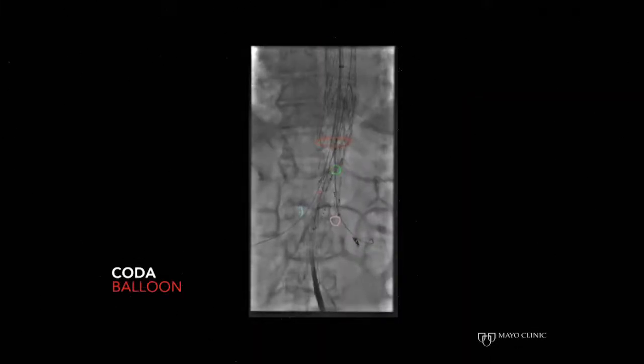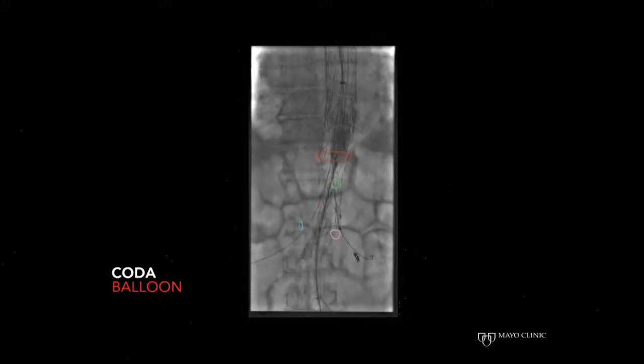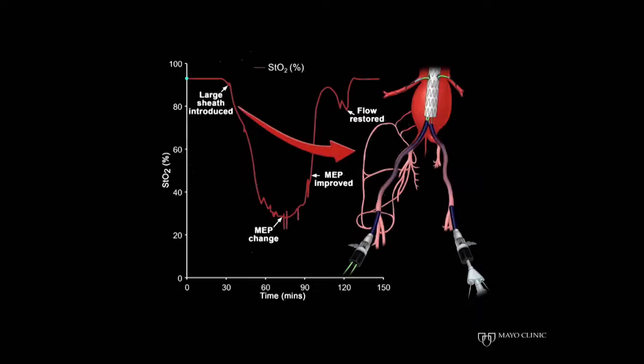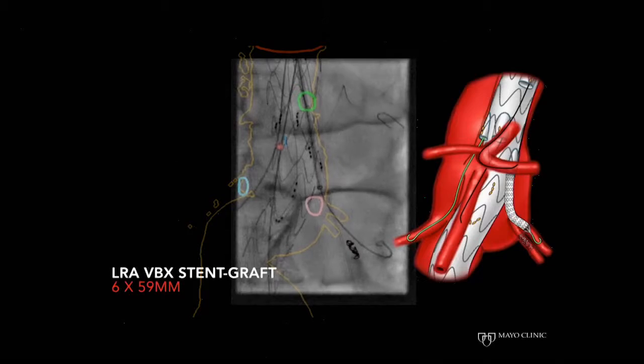At this point, the delivery system was removed, and the attachment sites were dilated with a Coda balloon. And now we have the option of either completing the repair and restoring flow to the legs or directing our attention to the side branches. This is the time we judge our neuromonitoring. In this case, there were no changes in motor evoked potentials, so we elected to continue with the target vessel stenting.